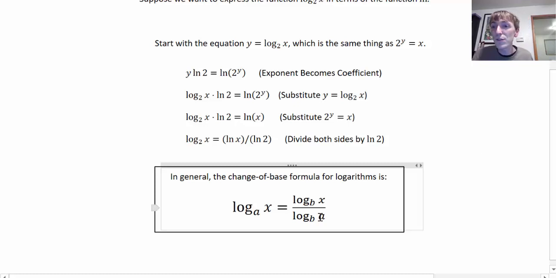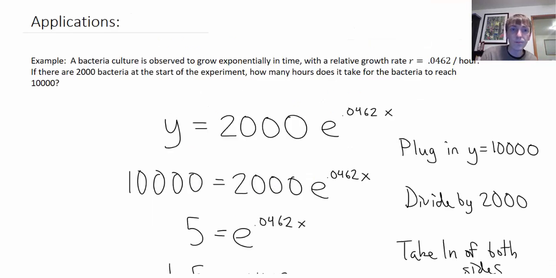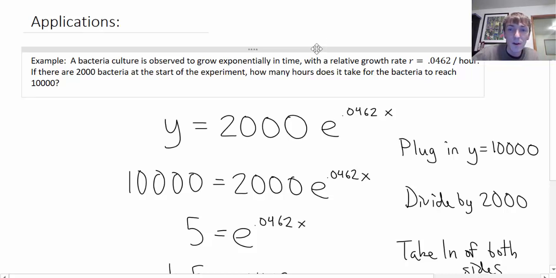Okay, so really those two properties that we had on these last two slides are the most important thing, and I'm just taking time to make sure that we're comfortable with these. Let's do some applications. Okay, well, let's do one application and then I'll give you the homework problems. All right, so in this example, we have a bacteria culture. It's growing exponentially over time, according to this, and they're telling us what that relative growth rate is. Remember that that's the R from a couple slides ago. All right, so if there are 2,000 bacteria at the start of the experiment, how many hours does it take for the bacteria to reach 10,000?